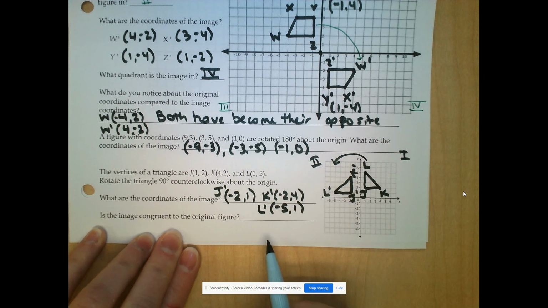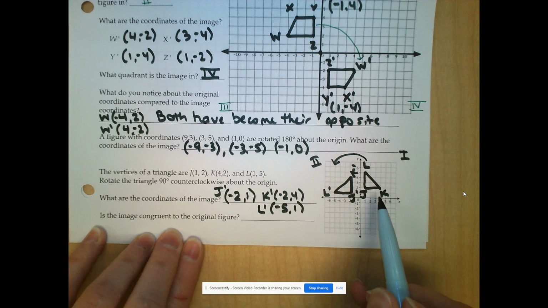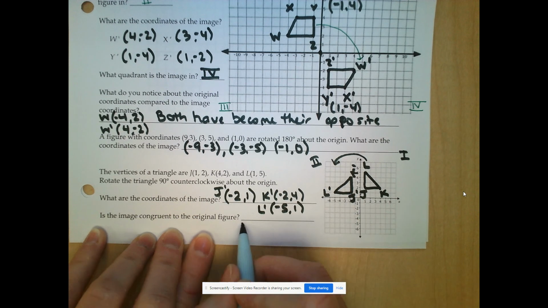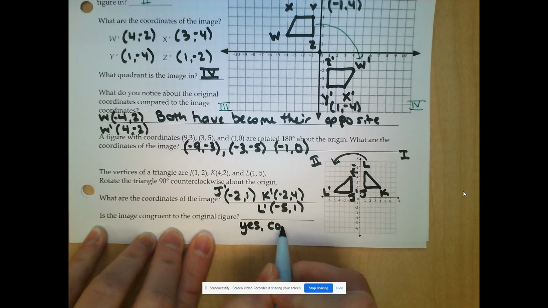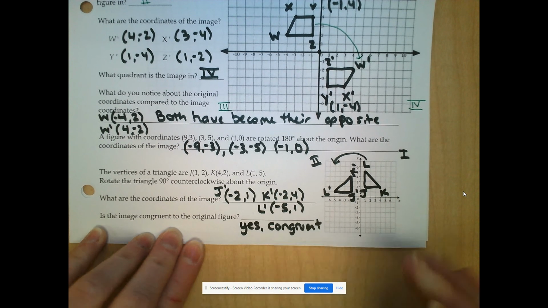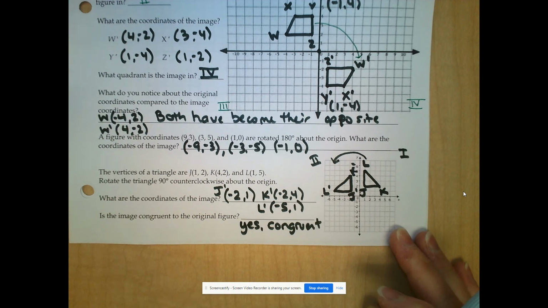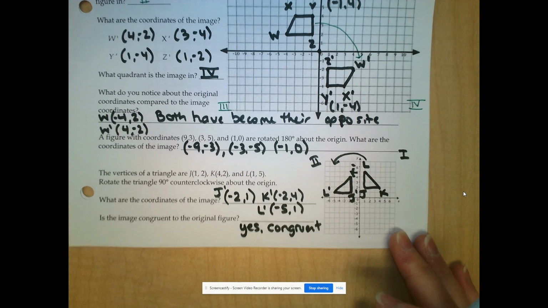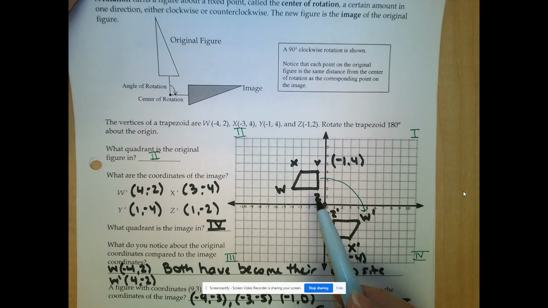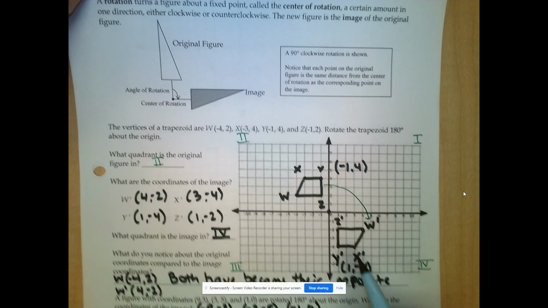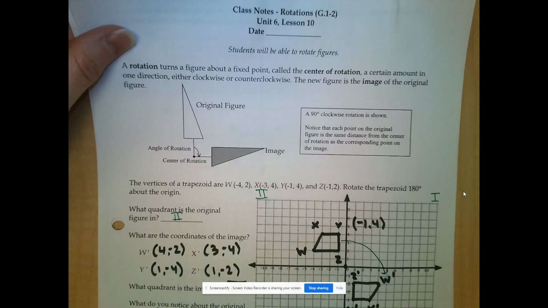Is the image congruent? Did it stay the same size and shape? Even though we rotated it, it is still the same size. It is still the same shape. So we would say, yes, it stayed congruent. So that's one of the properties of a rotation, is that it has to stay congruent. You'll notice here, my two quadrilaterals stayed the same size and shape. Here, my two triangles stayed the same size and shape.